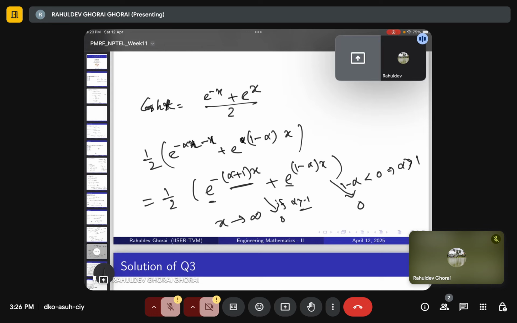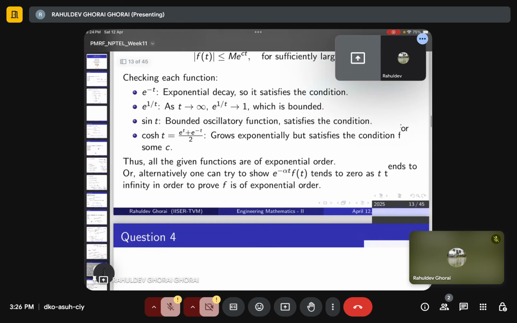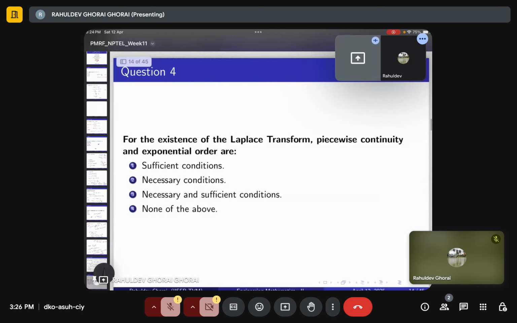So using these two, what you can see is that if alpha is a number bigger than 1, that will be okay. So with alpha greater than 1, e to the power minus alpha x and cos hyperbolic x converges to 0. Okay, that's all. So now move to question 4.